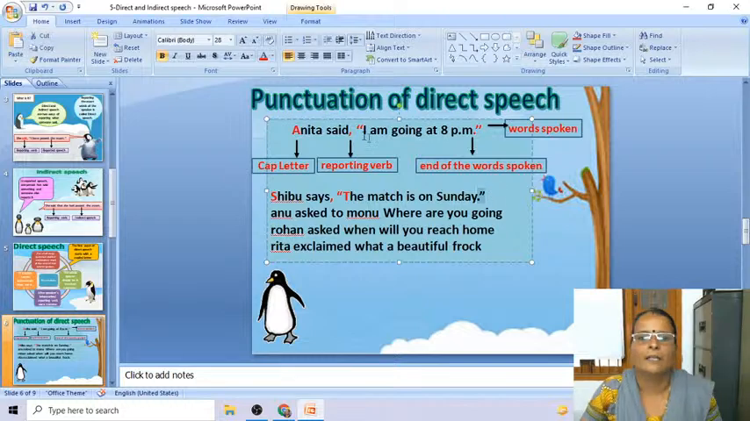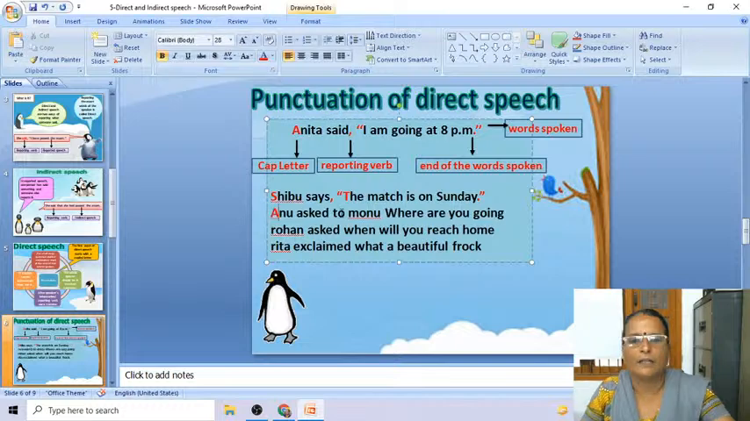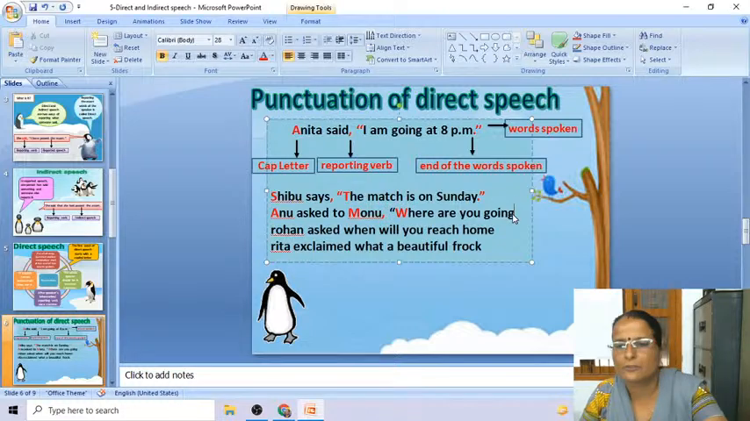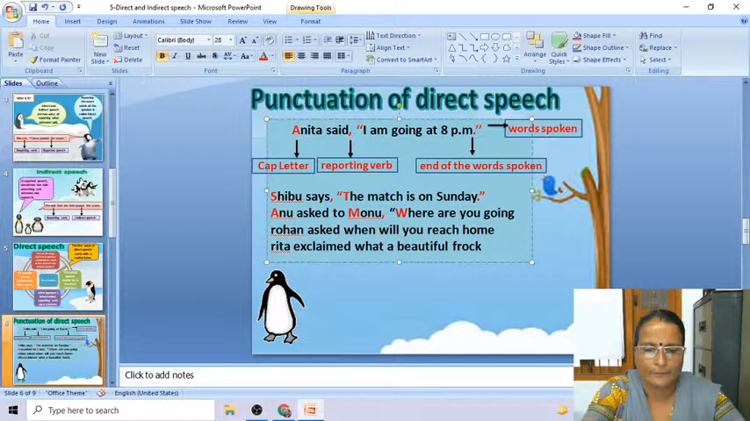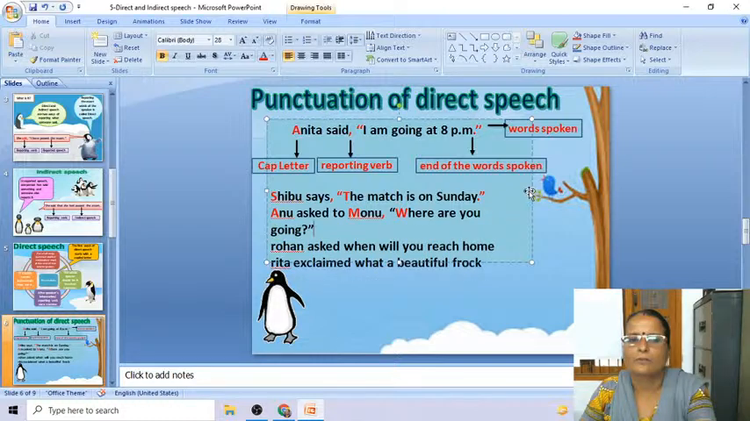In the same way, second sentence, A should be capital letter. Okay children, because Anu is the name of a girl. So M should be capital letter, it's the name of a boy. And there should be a comma. Then W should be capital letter, because this is what he or she has asked. Then at the end there should be question mark. Then the inverted comma.